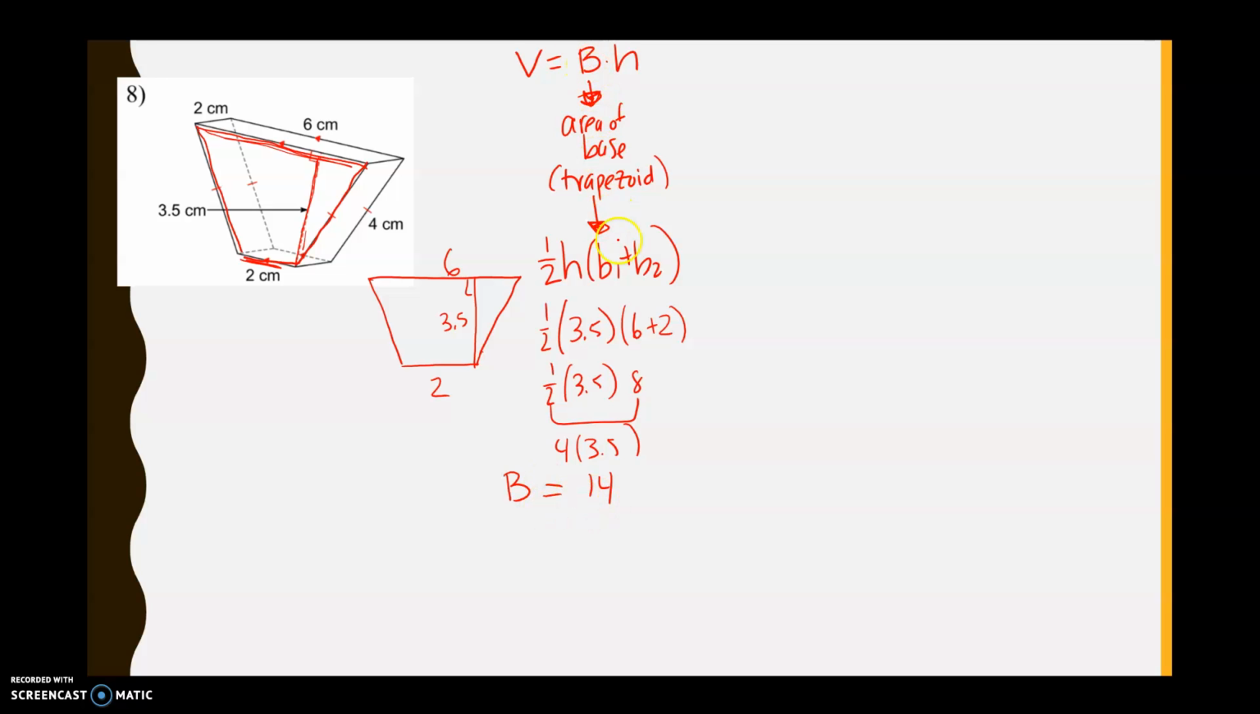Again, all of this was just for my big B. So now I'm going to take volume is equal to big B times H. Well, now I know big B is equal to 14. And then I am looking for my H. My H is going to be the height of my prism, how far apart my two bases are from one another. And that's going to be this guy right here, how far apart they are from one another, which is going to be 2. So my volume is equal to 28.